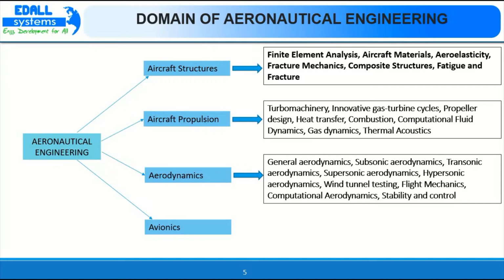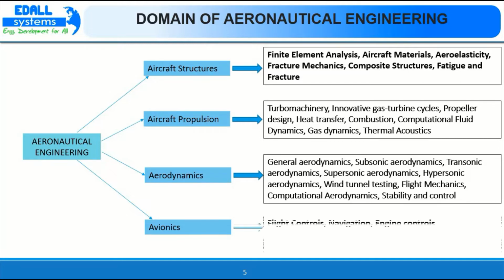Then it is computational aerodynamics. Just like the finite element analysis and computational fluid dynamics we saw earlier, we have computational aerodynamics, where we can carry out simulations and reduce the wind tunnel testing cost. Then we have stability and control. Stability and control mostly involves how we can make our aircraft more stable with less complexity. So these are all the sub-branches of aerodynamics.